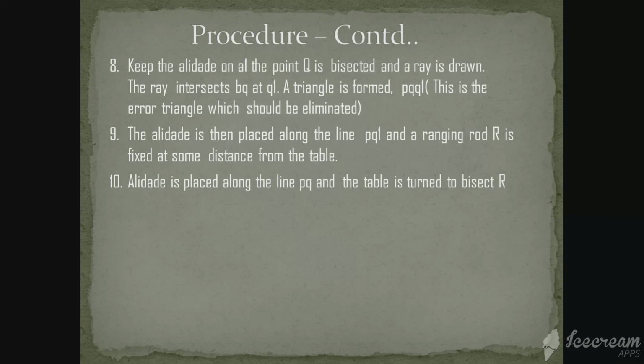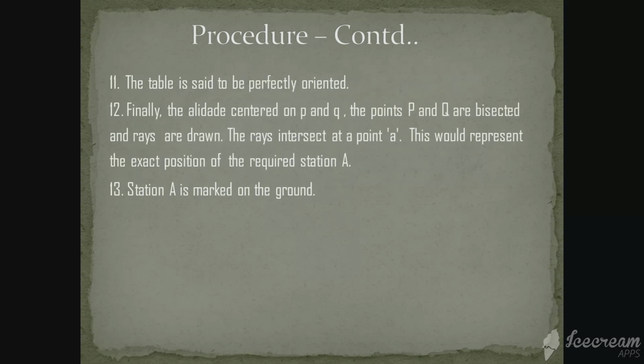Keep the alidade on A1. The point Q is bisected and a ray is drawn. The ray intersects BQ at Q1. A triangle is formed. PQQ1 is the error triangle which should be eliminated. The alidade is then placed along the line PQ1 and a ranging rod R is fixed at some distance from the table. The alidade is placed along the line PQ and the table is turned to bisect R. The table is said to be perfectly oriented.